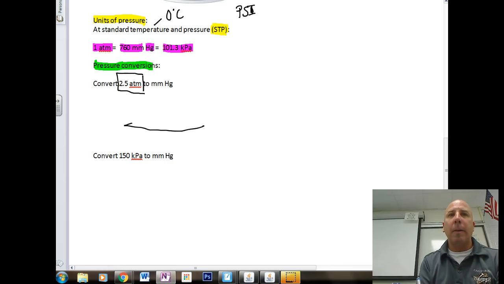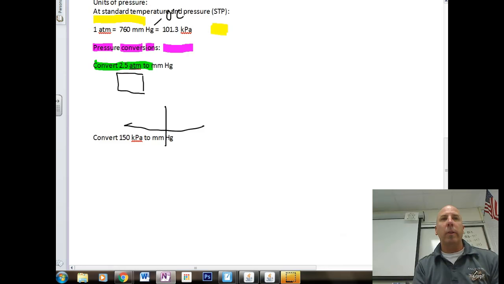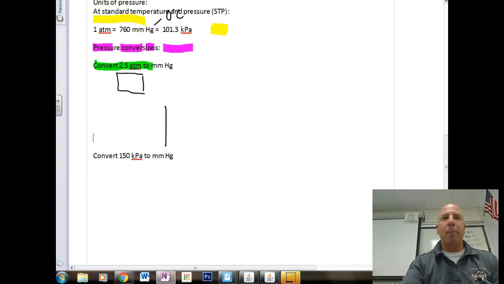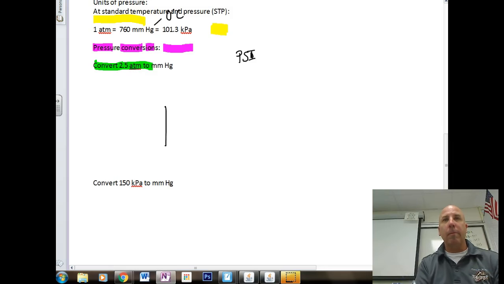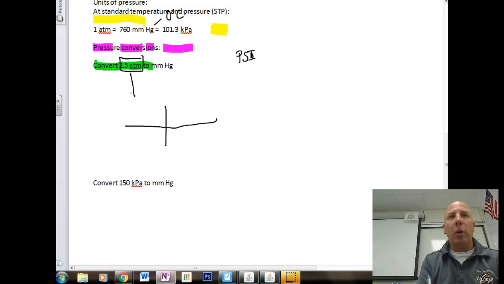And I'm going to make a little grid just like this, just like the picket fence that we made in mole calculations. So I'm going to take my known and put it right here, 2.5 atm. And then I'm going to identify my unknown. In this case, my unknown is millimeters of mercury, and I'm going to place that right here.